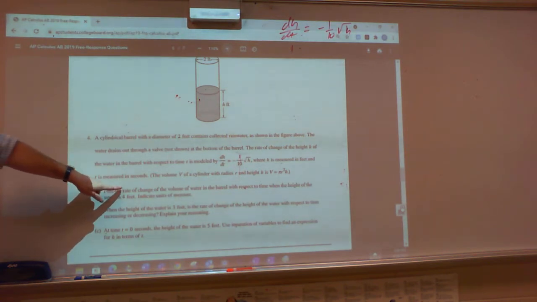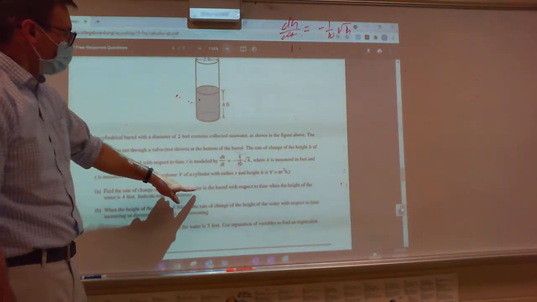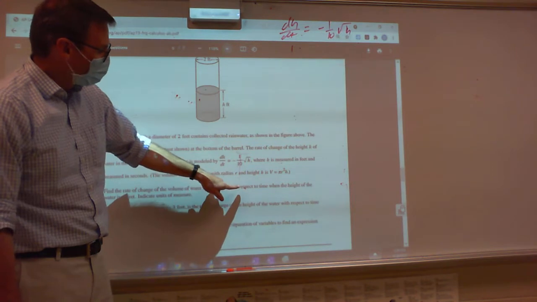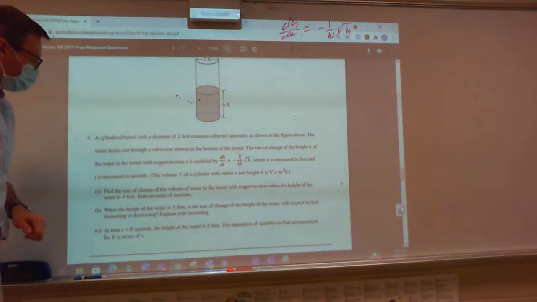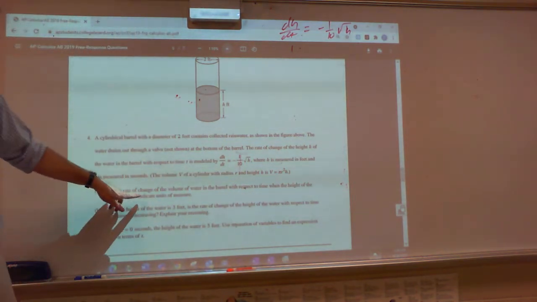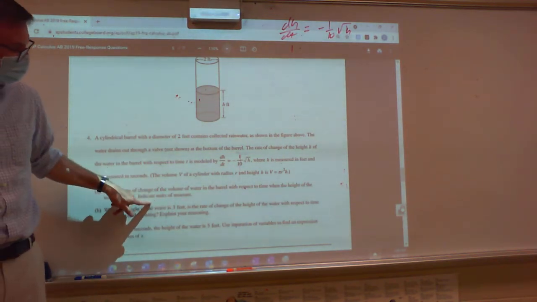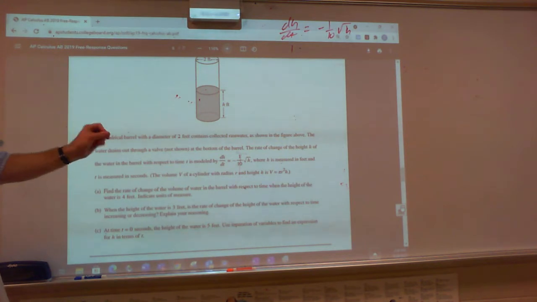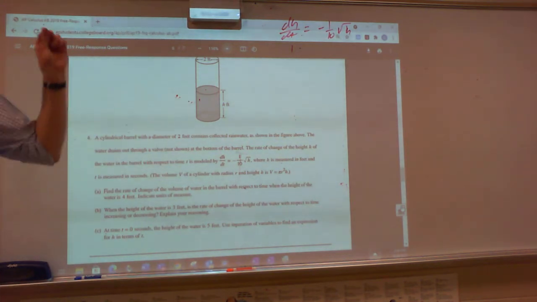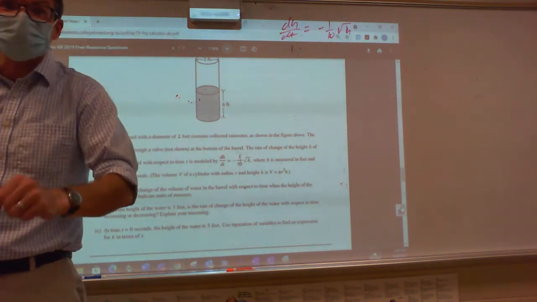It says find the rate of change of the volume of the water in the barrel with respect to time when the height of the water is 4 feet. Indicate units of measure. Right? Anytime you see the thing that says indicate units of measure, even if you can't come up with the right number, put the right units of measure, you get 1 point for that.